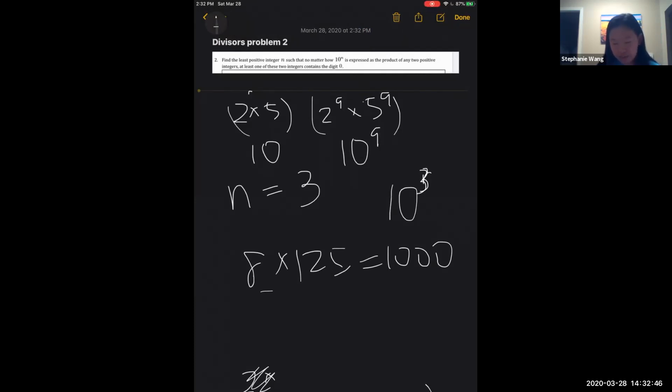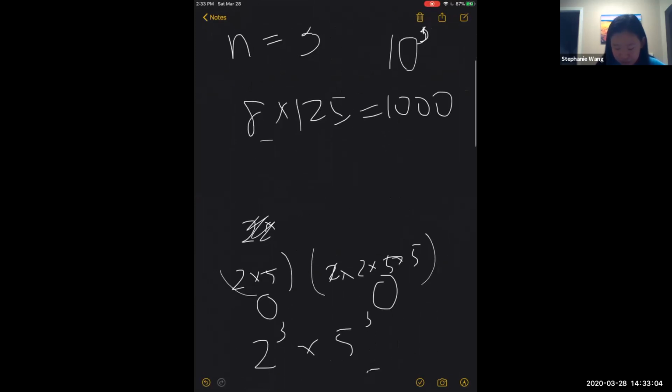So we know that n can't be 3 because if we multiply 8 times 125, neither of them have 0, but that's wrong. All right, so basically we're trying to find what number is the minimum value of n such that no matter how you multiply them, you have to have a 0 in one of them. So basically that's what I did over here, but I'll just do it again.